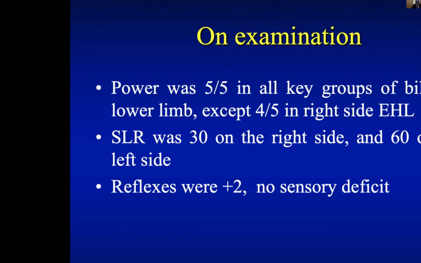In examination, there is 4 of 5 muscle strength at the right side of extensor hallucis longus. So just toe extension is disturbed, 4 of 5, and there is a straight leg raising finding at 30 degrees on the right side and 60 degrees on the left side. Reflexes were normal and no sensory deficit.